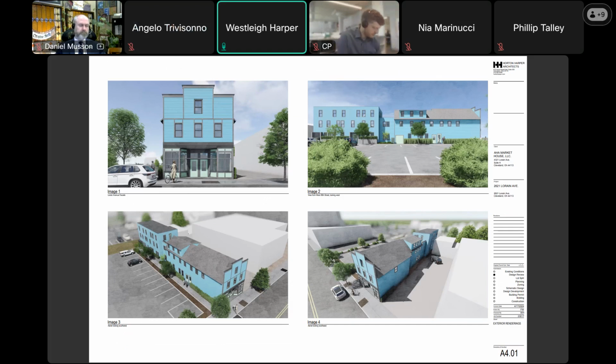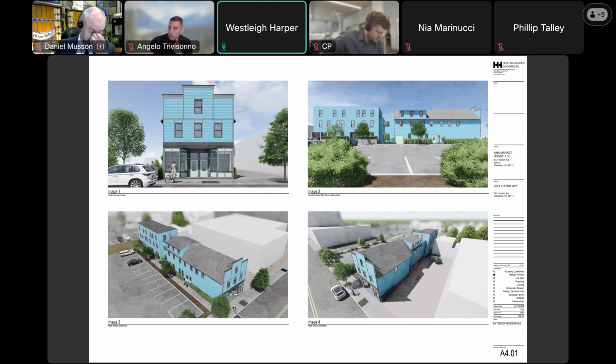At the bottom left, we have an elevated view looking towards the southwest, giving you a better idea of the massing of the addition and dormers relative to the existing structure. And then at the bottom right, kind of the opposite view looking towards the southeast. Next.